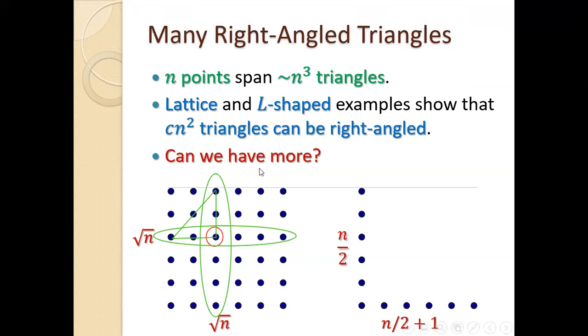Good. So we can have about n squared, up to some constant, triangles here and also here. Because here you just take the corner, one other point from the column, one other point from the row. Again, that's about n squared over 4 ways of doing that. So good. We know that there are about n cubed triangles in total. We found a way of having about n squared right angle triangles.